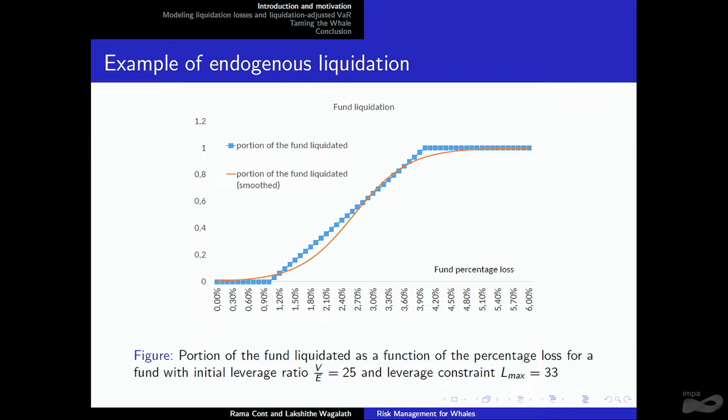But after that, you have to sell assets. And of course, at that moment, you don't want to, right? But you are forced to sell assets because you want to bring back your leverage below the 33 limit. So this is a classical endogenous reaction of a financial institution to a given shock. So let's try to model that in a simple framework.